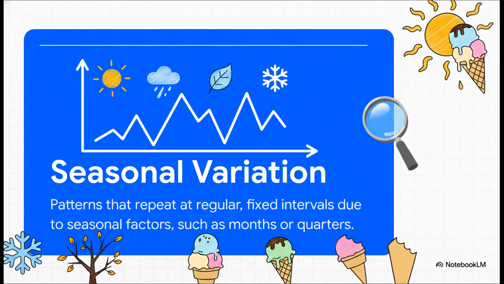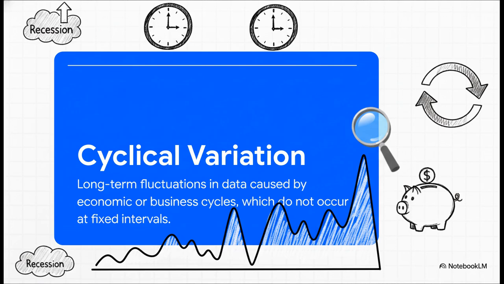Okay, next up is seasonal variation. Now, these are patterns that repeat themselves at fixed, predictable intervals of time. The classic example everyone uses is ice cream sales, right? They always peak in the summer and then drop in the winter. That pattern repeats like clockwork, year after year. That's seasonality.